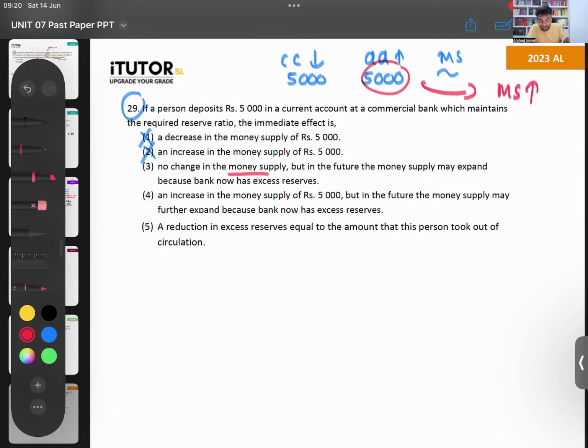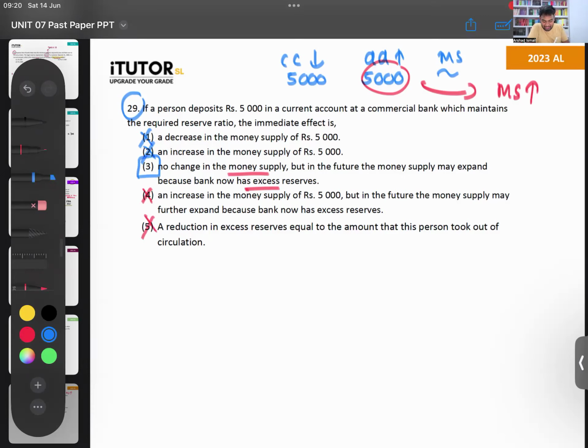So then, looks like that's our answer. It looks correct. Then we look at the others also. The fourth one says an increase in money supply of 5,000. No, immediately you won't have an increase. Next, a reduction in the excess reserves. They won't have a reduction. If a customer comes and deposits money, the excess reserve very well goes up. So not that one. Then it's answer number.